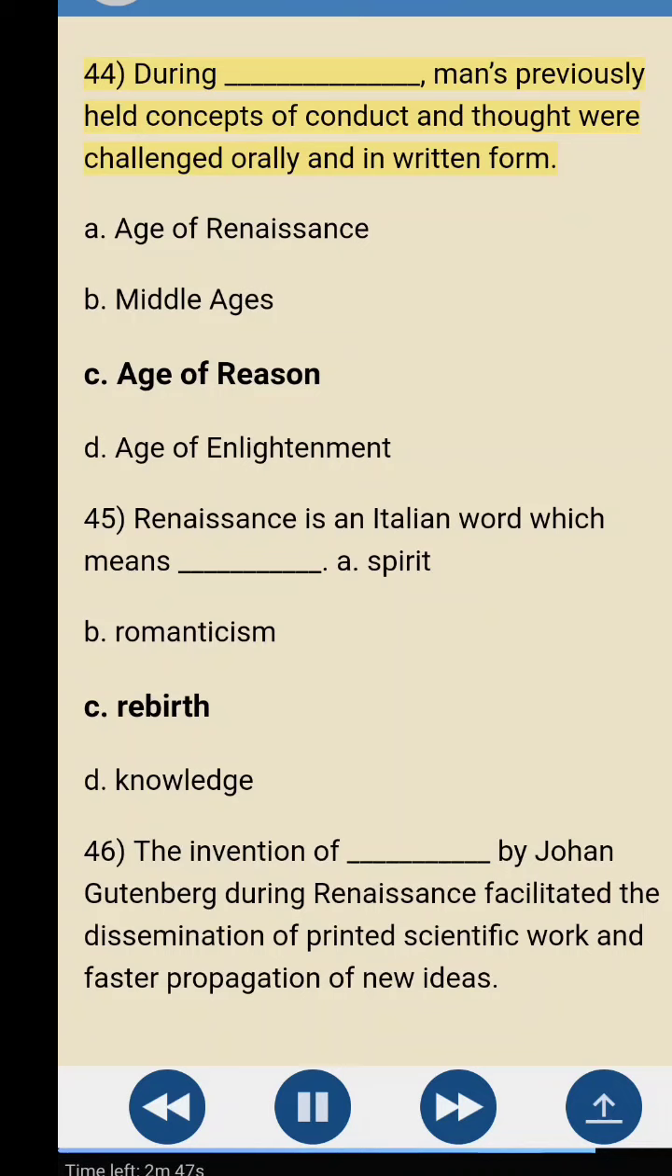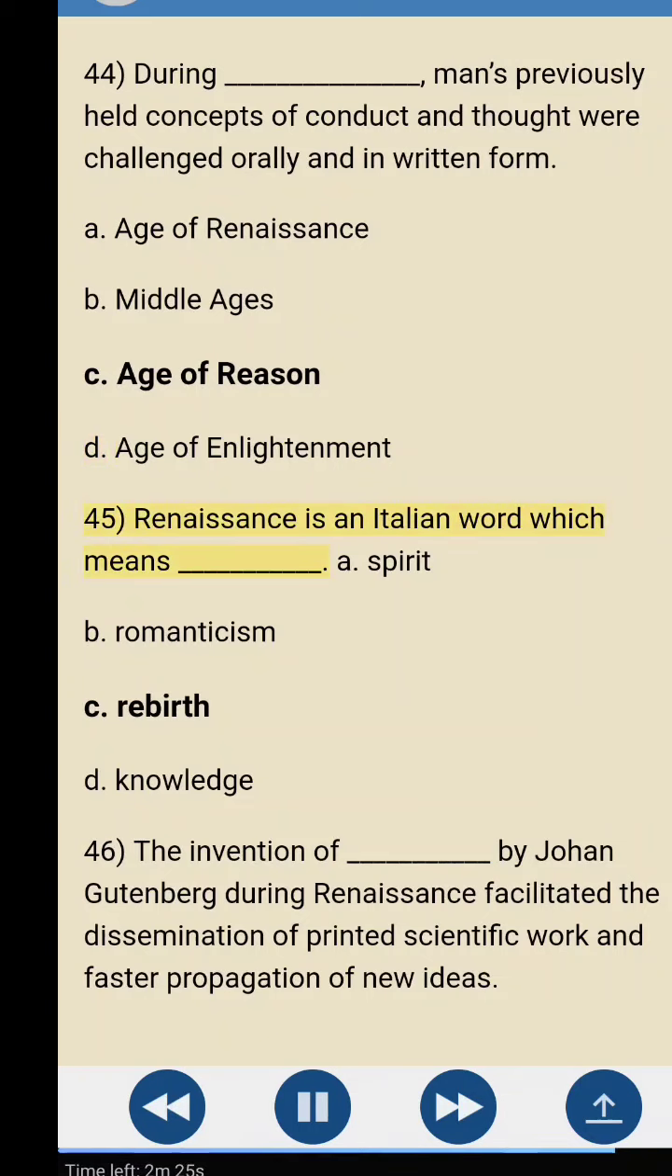44. During blank, man's previously held concepts of conduct and thought were challenged orally and in written form. A. Age of Renaissance. B. Middle Ages. C. Age of Reason. D. Age of Enlightenment.